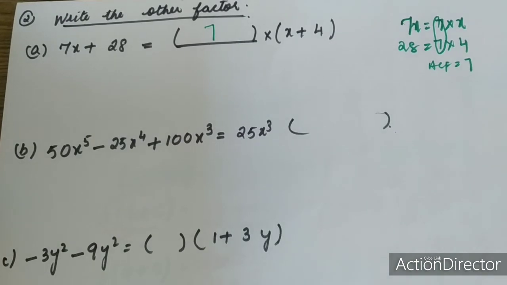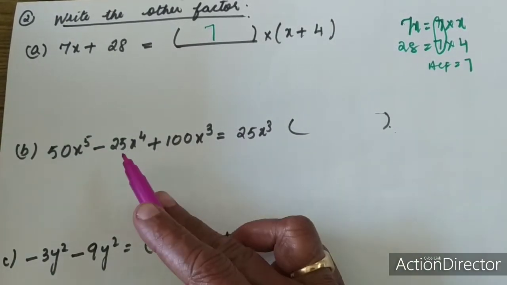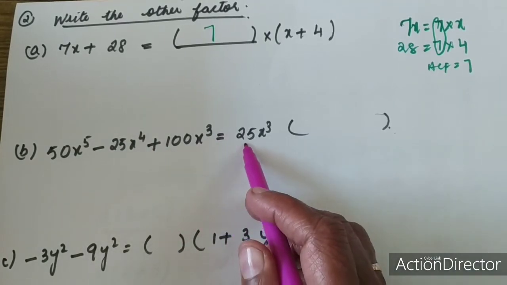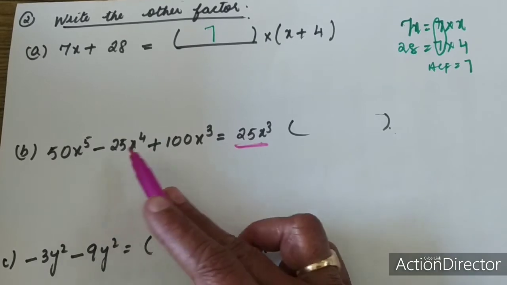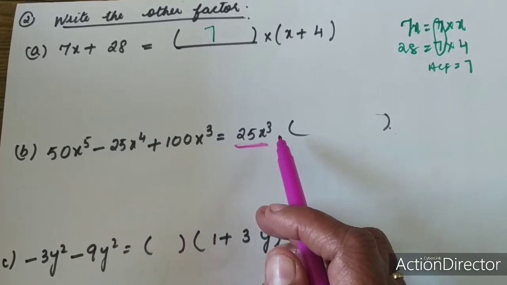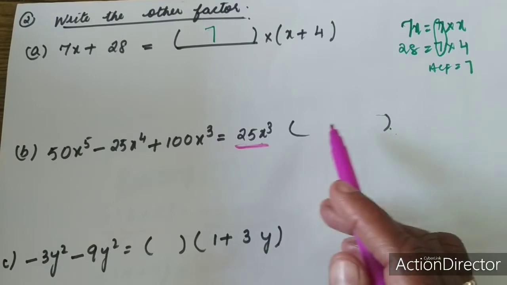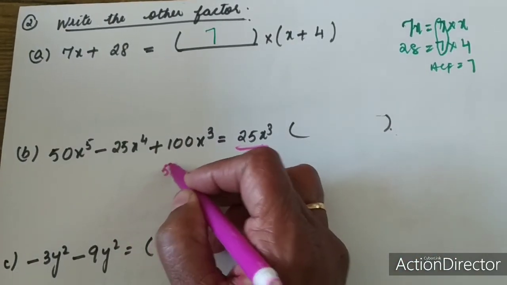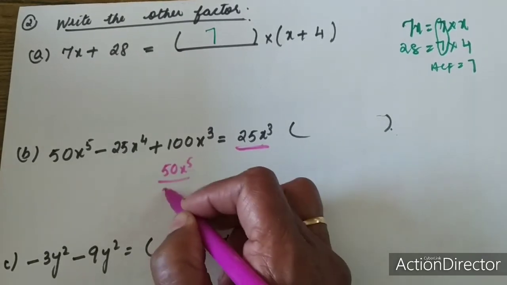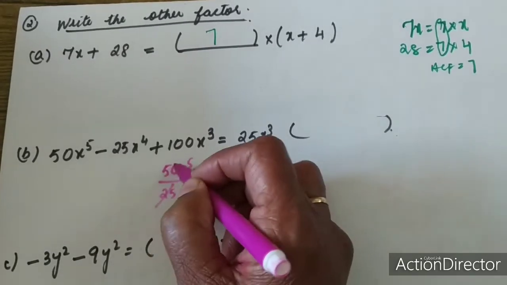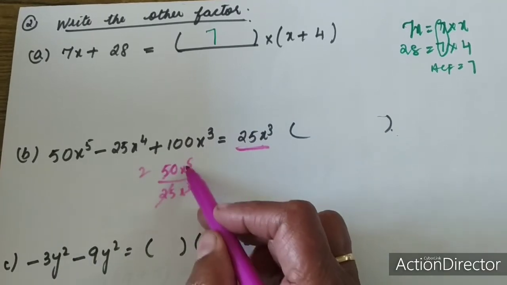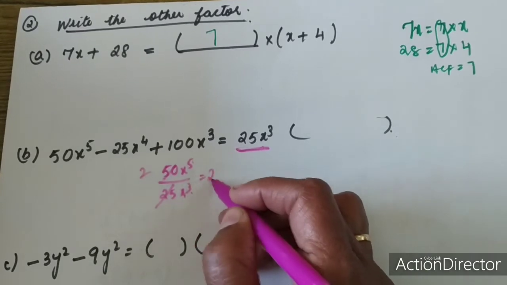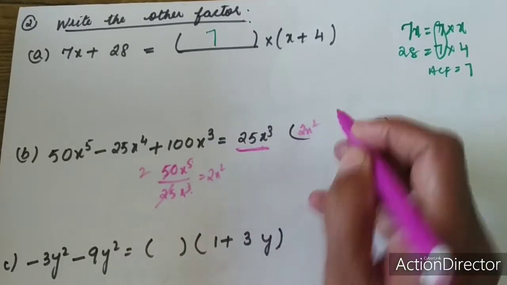Now coming to the second sum, 50x power 5 minus 25x power 4 plus 100x cube. First they have written the HCF of all these three terms, that is 25x cube. Now I have to find the second bracket. The second bracket is each term divided by the HCF. So let me find 50x power 5 divided by 25x cube. 25 and 50 will go 2 times. Now the bases are the same, so subtract the powers. 5 minus 3 is 2. So my answer will be 2x square. So the first term is 2x square.